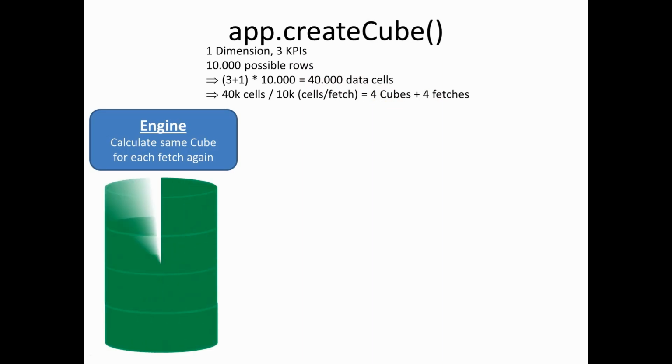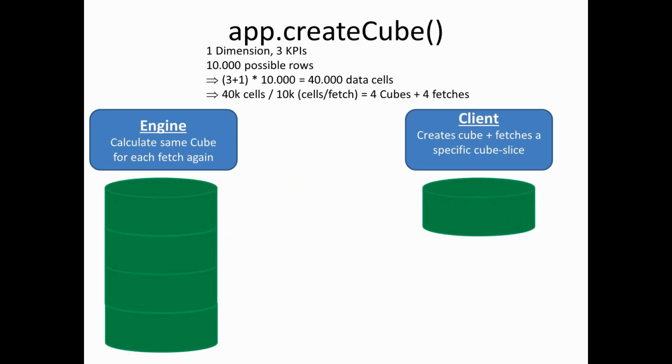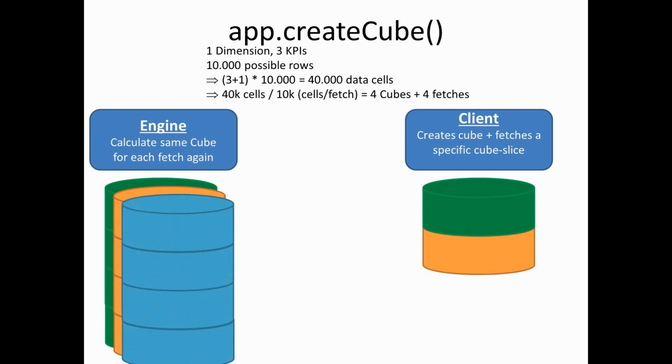So just to visualize this, again, the engine calculates a hypercube. All data are inside this hypercube, so all 40,000 data cells are within this hypercube, and then the engine sends the slice with the size of 10,000 to the client. But for the next slice, the 10,000 to 20,000 rows, the engine recalculates the same cube again and then sends it to the client. For the third slice, there's the same recalculation, then it is sent back to the client.